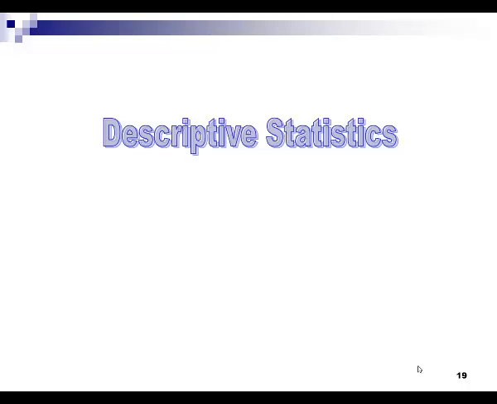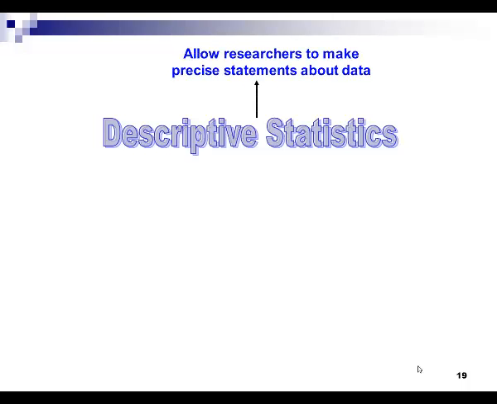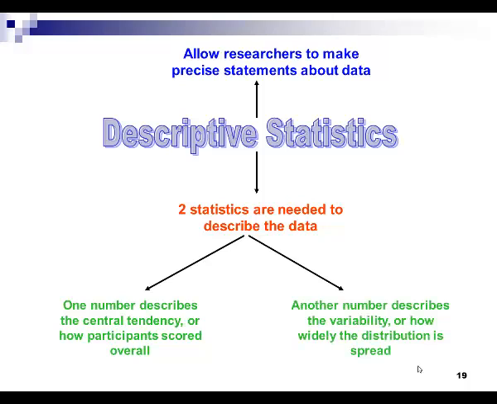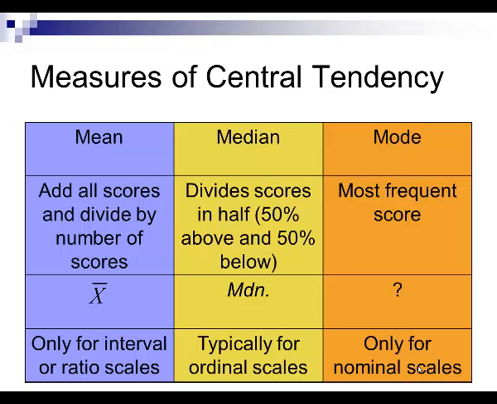Let's talk about descriptive statistics. Descriptive statistics allow researchers to make precise statements about data. So they tell us what is the most commonly occurring piece of data, what's the average, and these are very important. Two statistics are needed to describe data. One number describes the central tendency, or how participants scored overall, and then another describes variability, or how widely distributed the data is. Measures of central tendency, you don't, again, need to know this for the exam, but these are the mean, the median, and the mode, and I'll let you look at that on your own.